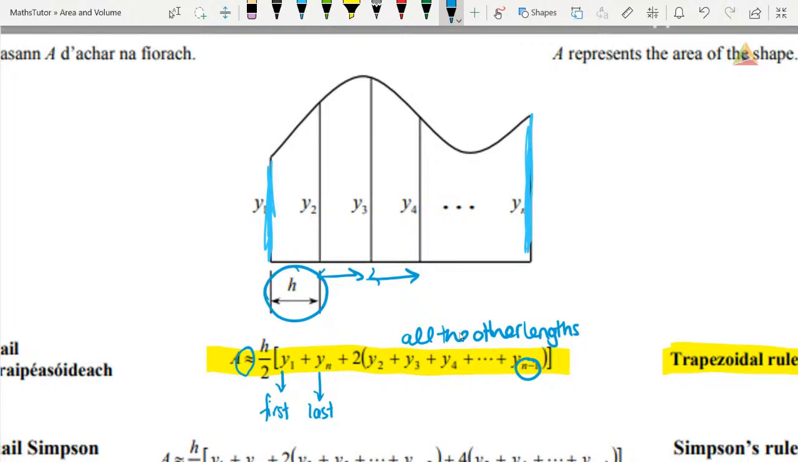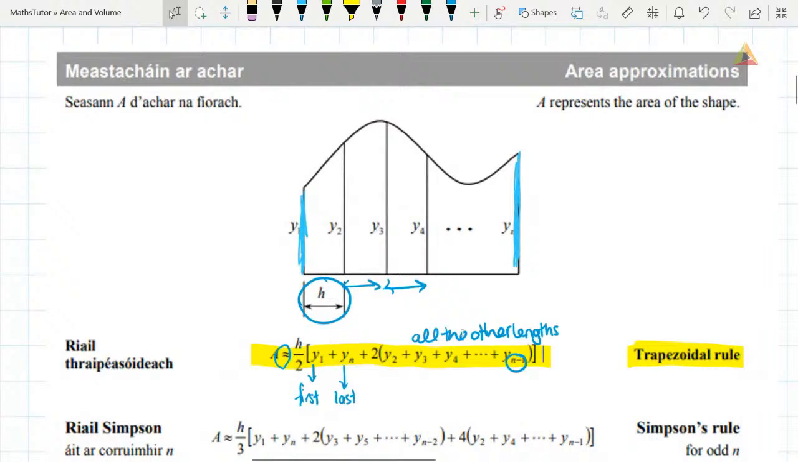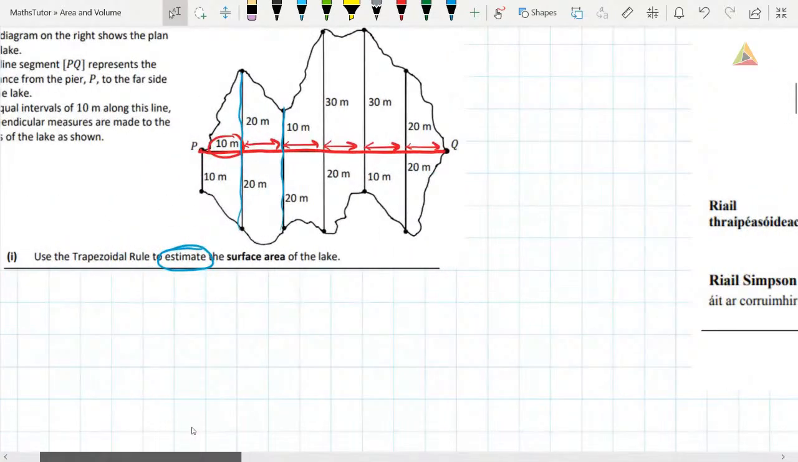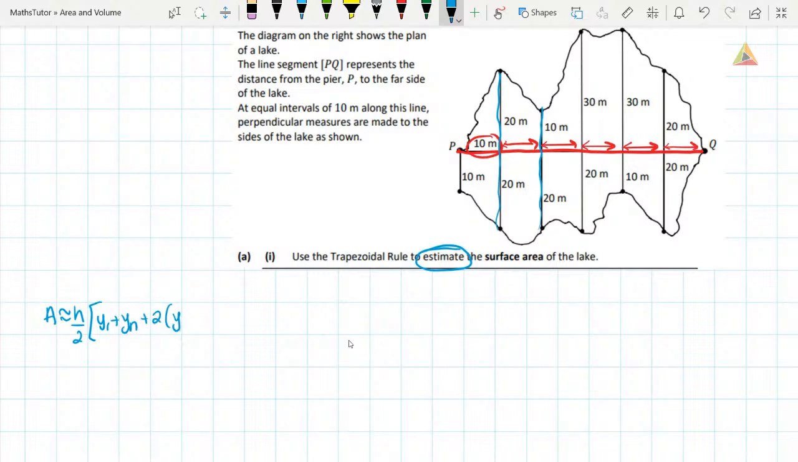So when we want to look at this question to estimate the surface area of this lake, we're going to be using this formula here on our trapezoidal rule from page 12 of our tables. And we'll start by writing out that formula. So we're going to use the trapezoidal rule to estimate the area. So I'm going to say area is approximately equal to h over 2 times y1 plus yn plus 2 times all the other lengths. So y2 plus y3 plus y4 plus ... plus yn minus 1. So the n minus 1 just means the second last.